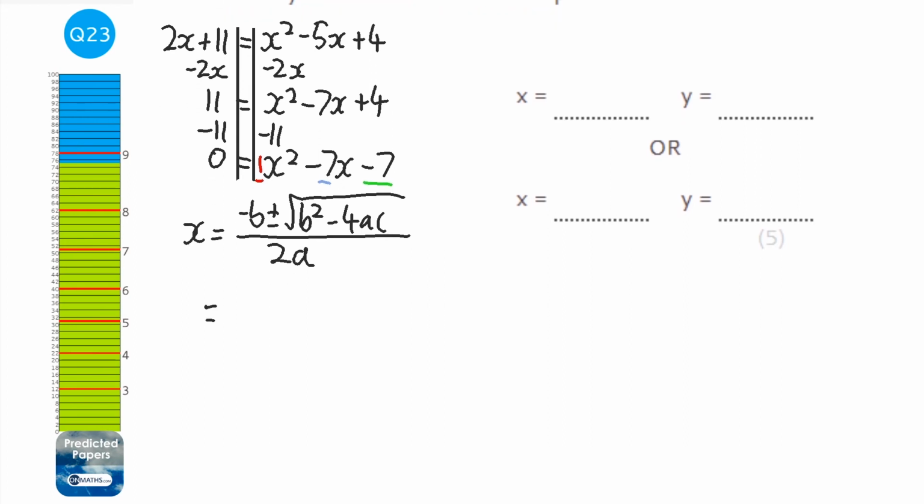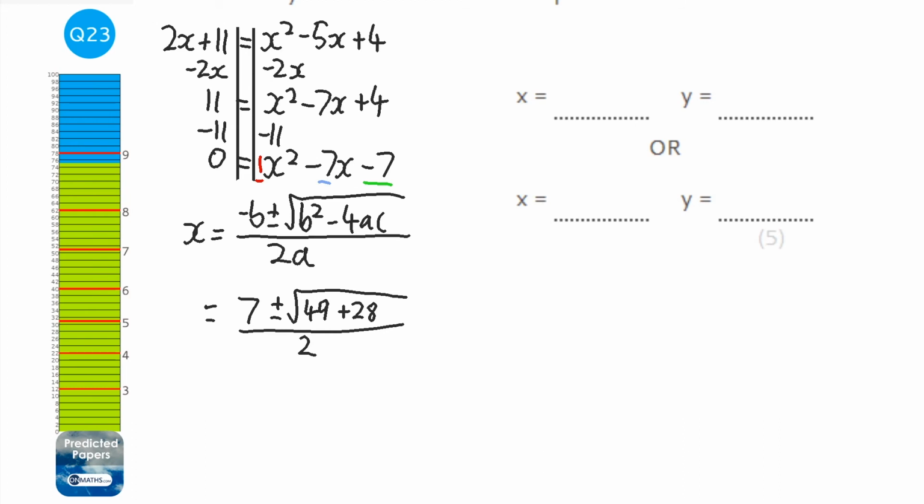Okay, it's going to take a while. So minus b is going to be just 7, plus or minus the square root of b squared, which is going to be 49, minus 4 times a, which is 1, times c. And you can use your calculator for this. So it's minus 4 times minus 7, which is positive 28. So it'll be plus 28. Okay, over 2.